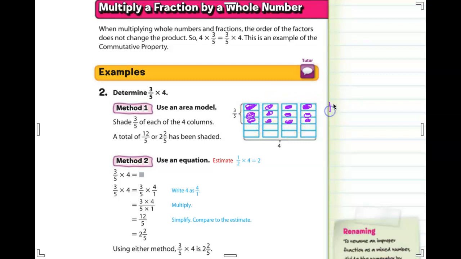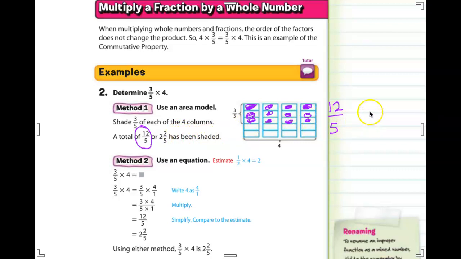3 times 4 is 12. And how many pieces was it cut into? Very good, 5. So that's where we end up getting the 12/5. But that's an improper fraction, so we have to actually simplify that to figure out the answer.